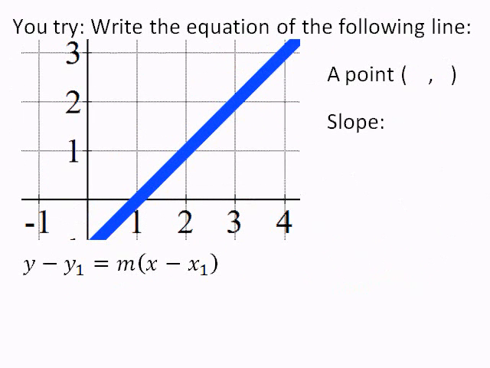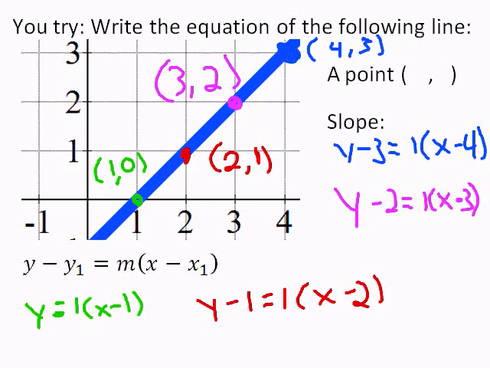Go ahead and try this problem again on your own, writing the equation in point-slope form of the line that you're given. Okay, it looks like a bit of a mess, but there were 4 possible answers based on the graph you were given. y minus 3 equals 1 times (x minus 4). Note, the 1 isn't necessary, and a better answer really is just y minus 3 equals x minus 4. But if you write the 1 for now, that's okay.